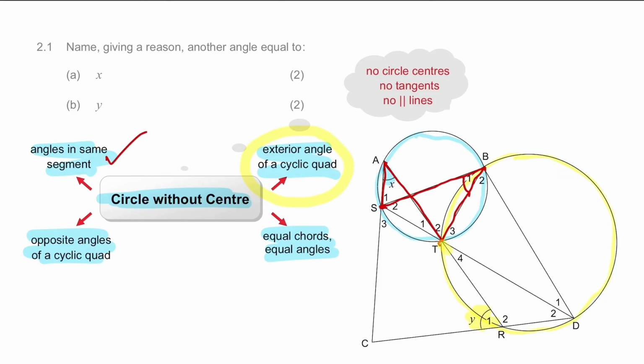We're going to start by highlighting the quad so that we can see it. So if we trace the quad and at the same time continue the line DR to C, we can see clearly now the picture of the exterior angle, and the exterior angle equals the interior opposite angle. So the angle that this R1 relates to is angle B2.